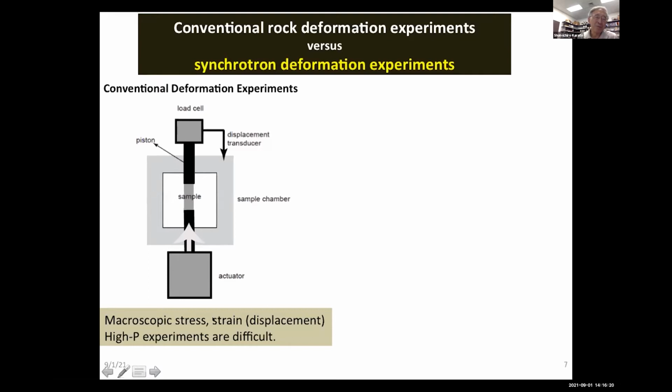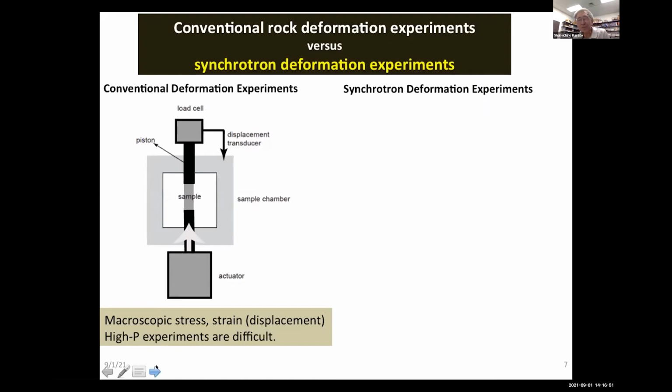A few points. With this kind of design, extending this kind of experimental technique to high pressure is very hard because it's very difficult to apply large stress to a sample under very high pressure conditions. But also you can see connection between macroscopic strain or strain rate and macroscopic stress, but you don't know what's going on in your sample.